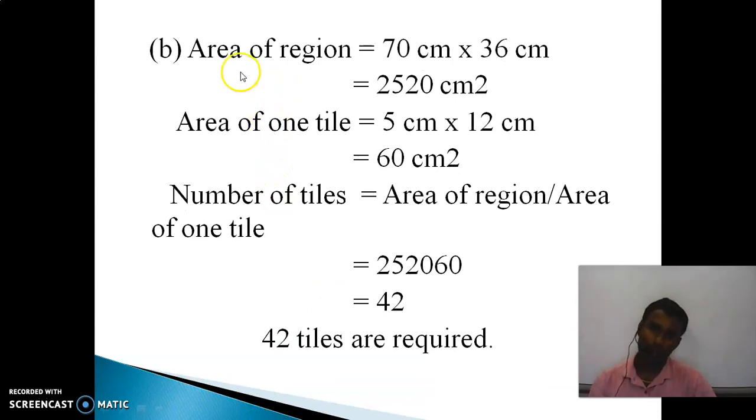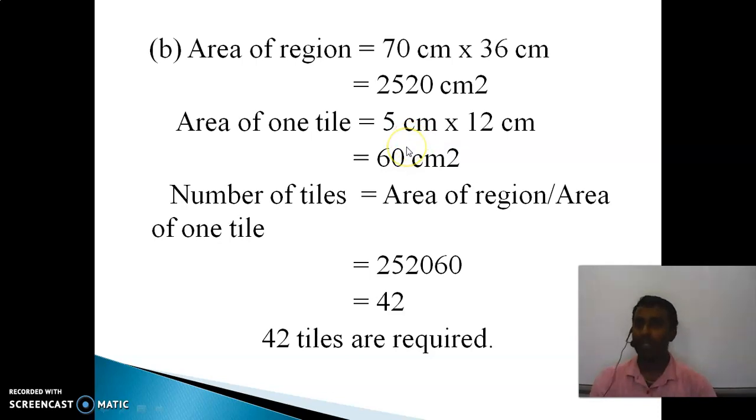Okay, the second problem, see here. Same way, area of region. What's the given value? 70 cm and 36 cm. If you multiply these two values, we will get 2520 cm square. So what is the area of one tile? They mentioned in the previous problem as well as in the question, 5 cm into 12 cm. If you multiply it, you will get the area of one tile.